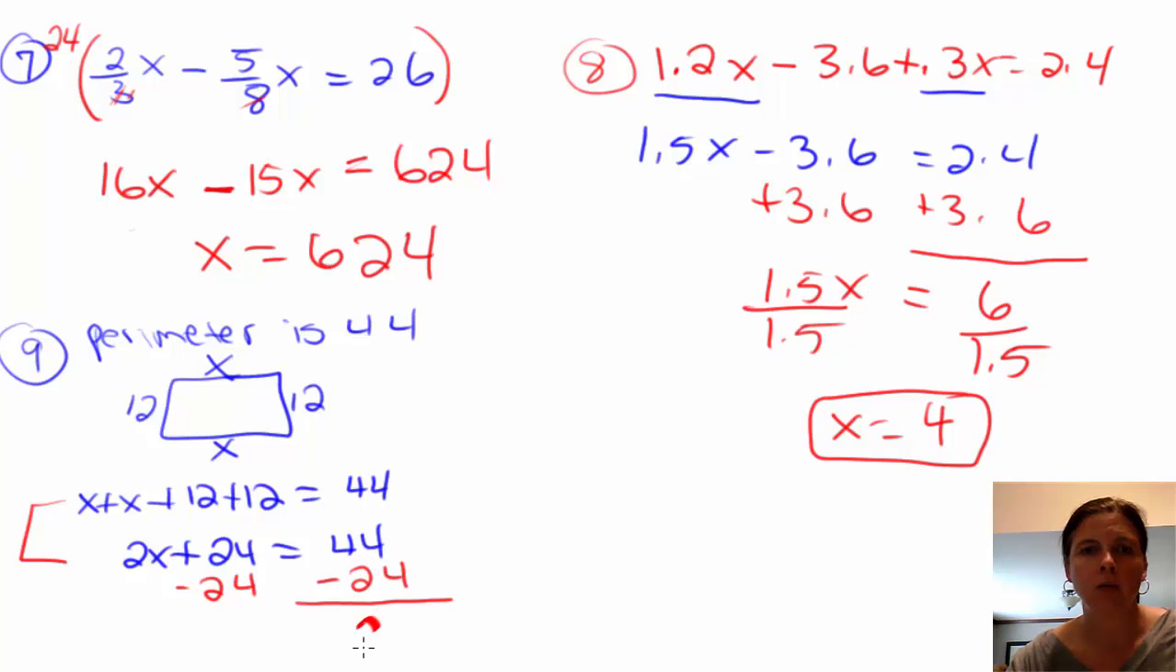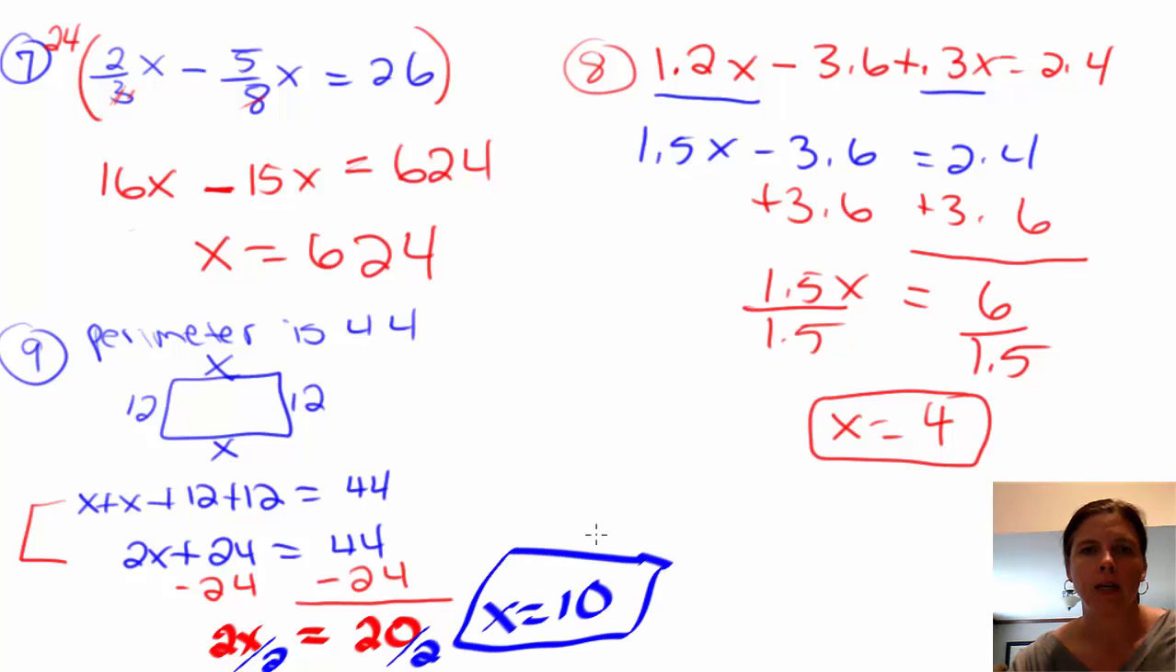So this should be 20 equals 2x, and then we're going to divide by 2. So x equals 10. That means this other side is 10. You might have been able to figure that out without making the formula, but they're wanting you to come up with the formula. Okay, that's it.